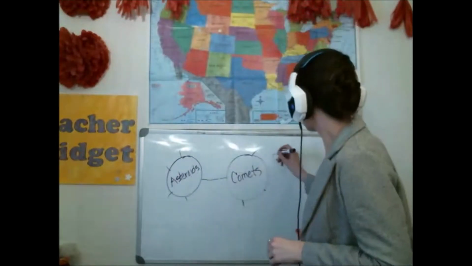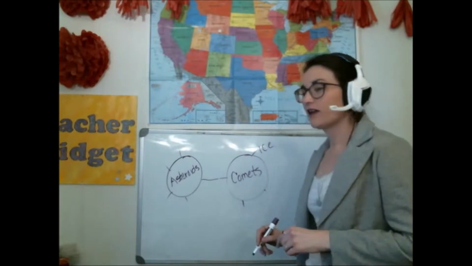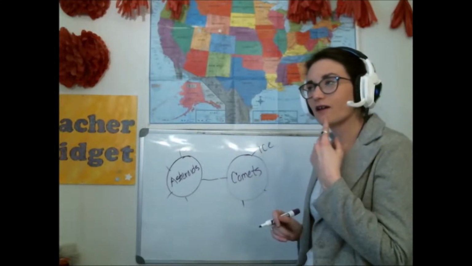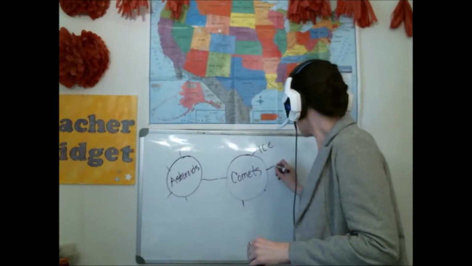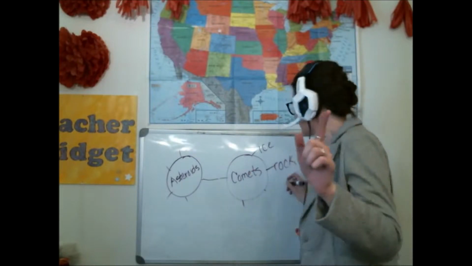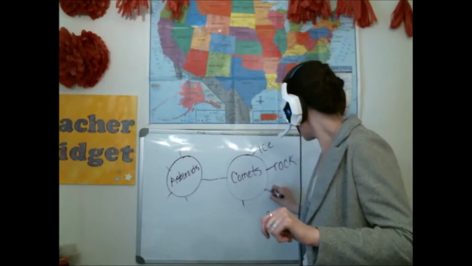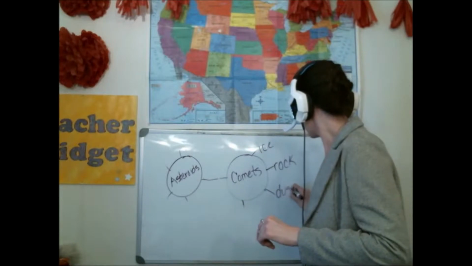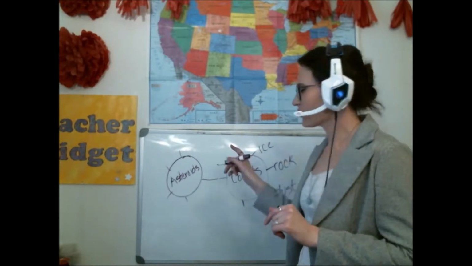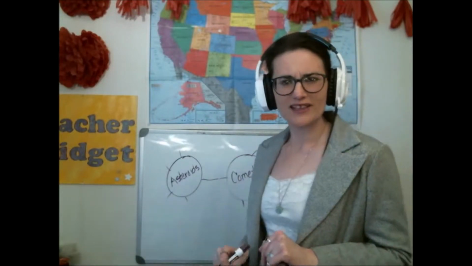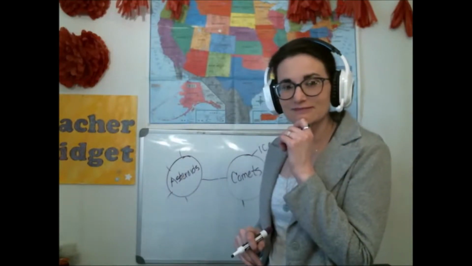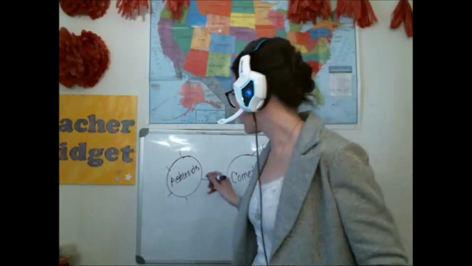Very good. Comets are made of ice. And what else? And rocks. Very good. One more thing. And dust. Excellent. Good job. Okay, Sean, how are asteroids different from comets? Asteroids are big. Very good.